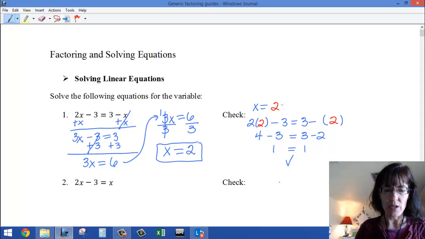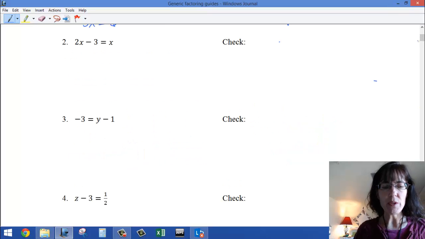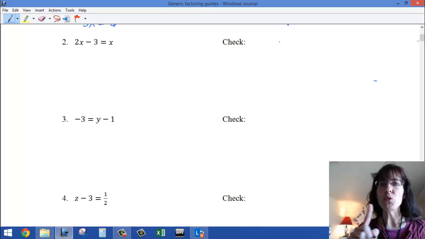All right, let's look at another example. This one is 2x minus 3 equals x, and again I see I have a variable and it is x, and I have it in 2 places, one on each side of the equal sign. So what I want to do is move the x's both to the same side of the equal sign.